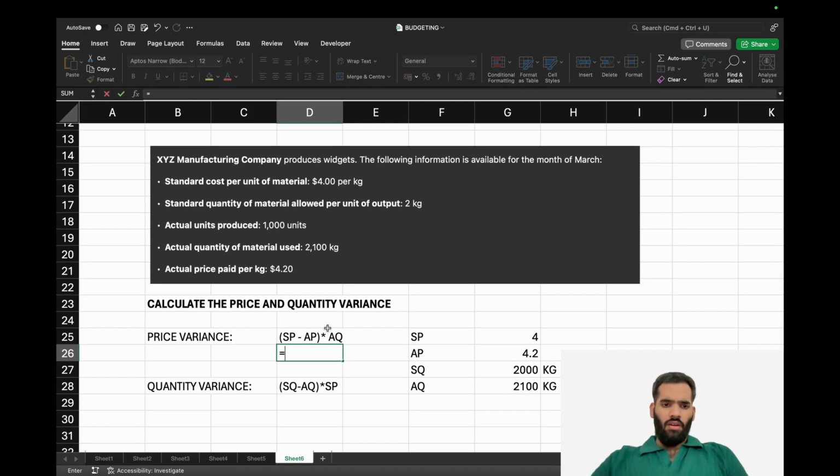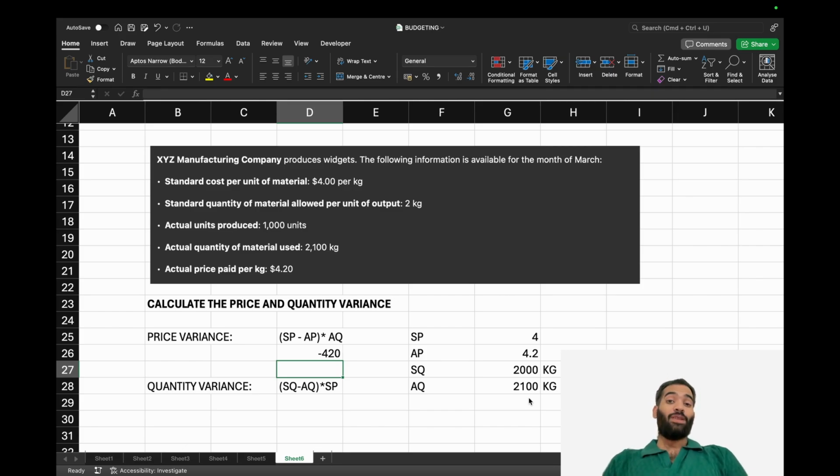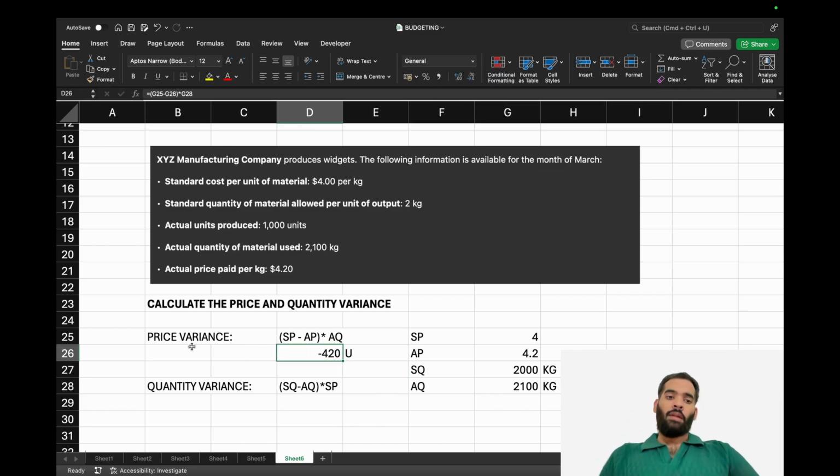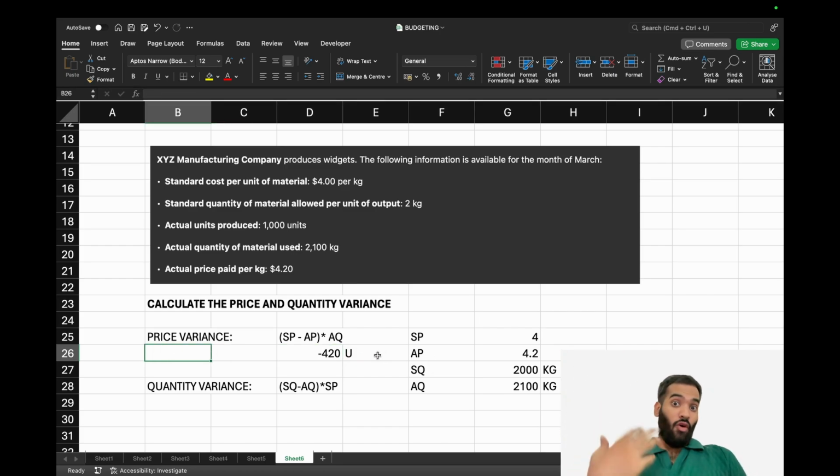In this case, what is the standard price? It will be 4 minus actual price, 4.2, times actual quantity, which will be 2100 kilograms. If I press enter, see what happens. Negative 420. Please remember, if you get a negative answer, this means it is an unfavorable variance. I'm writing U to indicate unfavorable. So now we know that the price variance is 420 unfavorable, meaning the purchase department cost us $420 more than we wanted them to spend. They spent an extra $420.